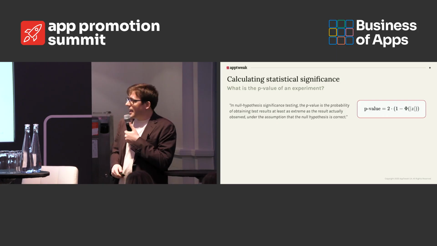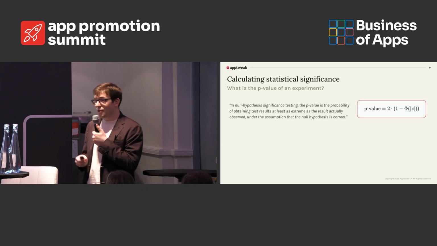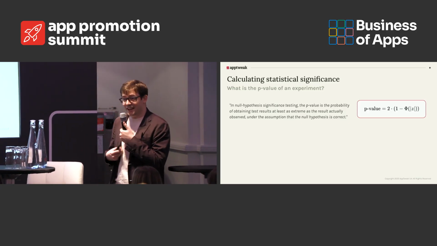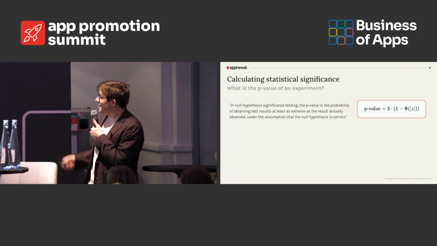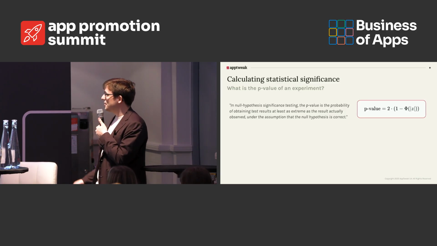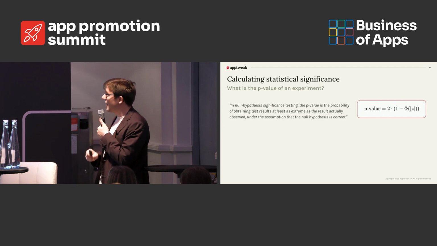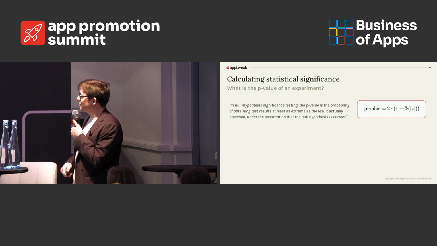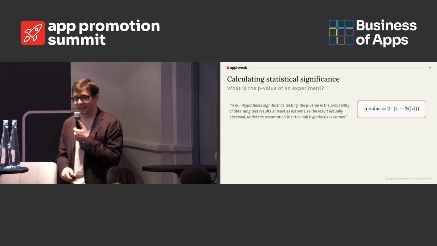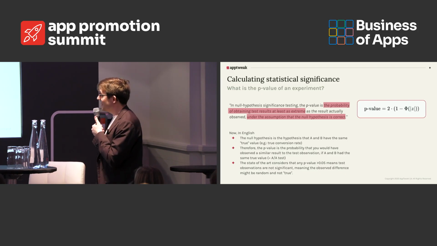Essentially, p-values have a mathematical definition which is traumatizing to anyone who did not want to study maths, like I did. In null hypothesis significance testing, the p-value is the probability of obtaining test results at least as extreme as the result actually observed, under the assumption that the null hypothesis is correct. I have to catch my breath. It tells you how horrible this sentence is.